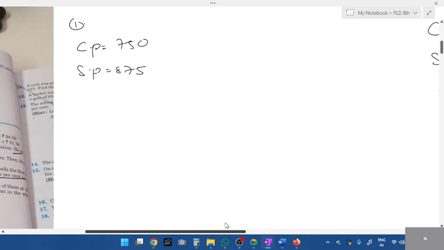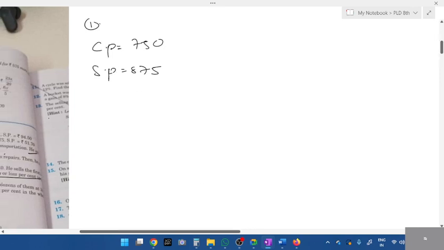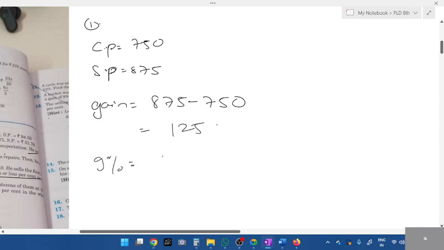Revision class. Usually I do it like this because we have less time. I'll just ask you profit loss formulas and I'll solve it. You can practice it later. If it is profit, what's the formula? Selling price minus CP. So you get 125. Then we need to find gain percent. What is gain percent? Gain divided by 750 into 100. The zeros get cancelled.